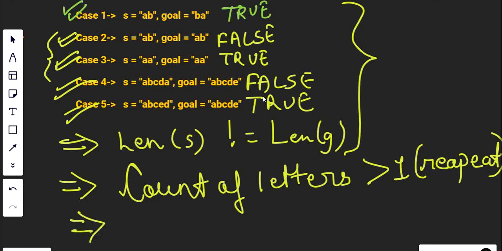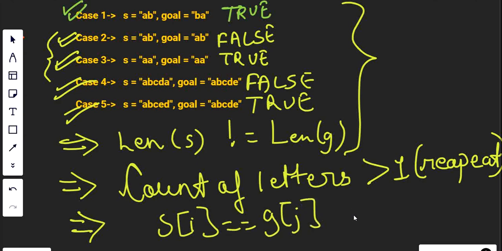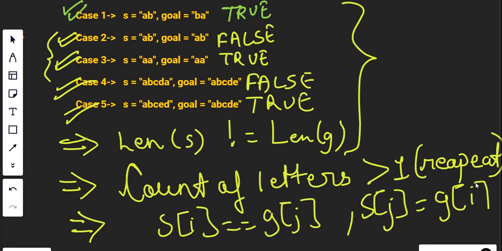And if that's not the case, like if string lengths are the same but strings are different, in that case S of I should be equivalent to goal of J and vice versa. That is, S of J should also be equivalent to goal of I. Then only we are going to swap. But there is one more case which will come in this third condition only, where we are saying that length is the same but strings are not the same. In this third case only, we are going to add one more condition.